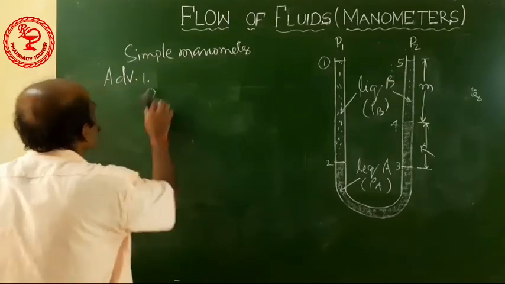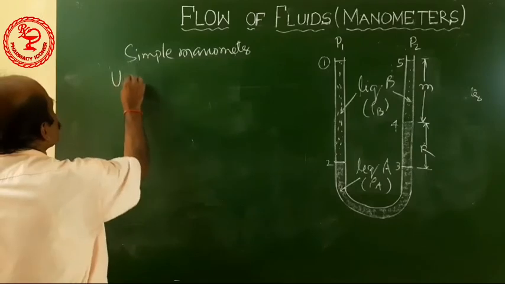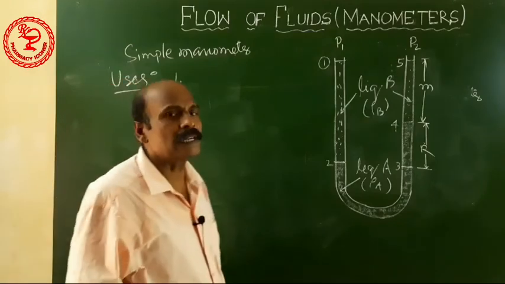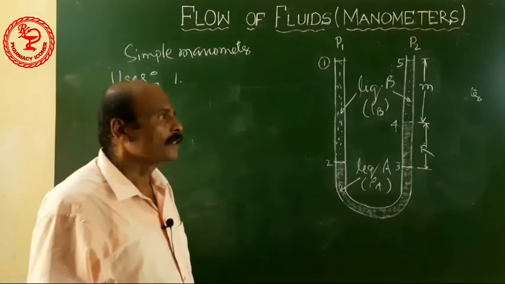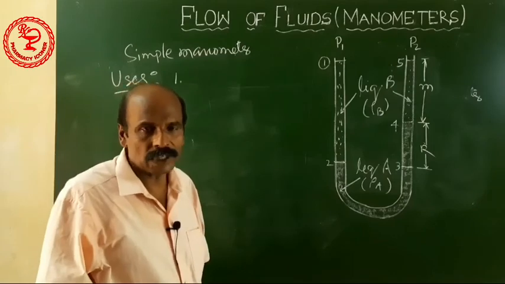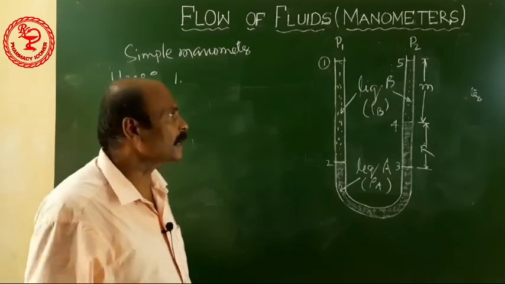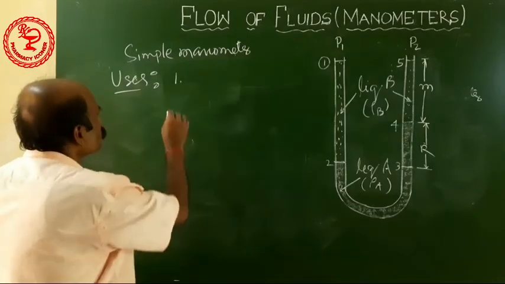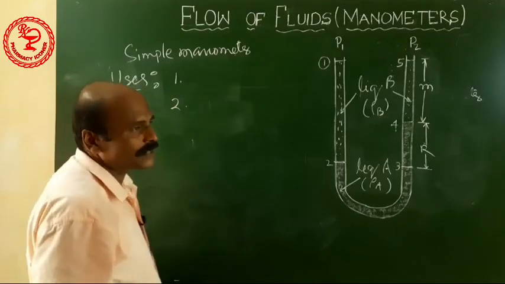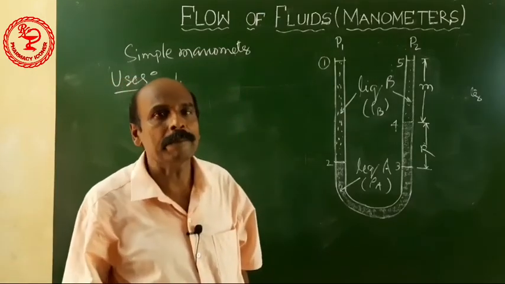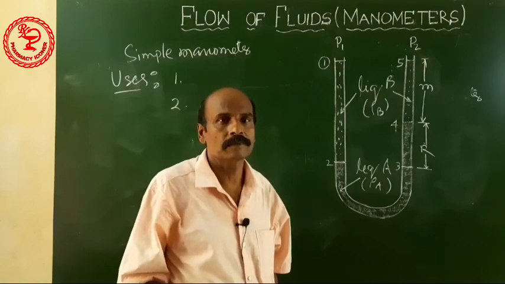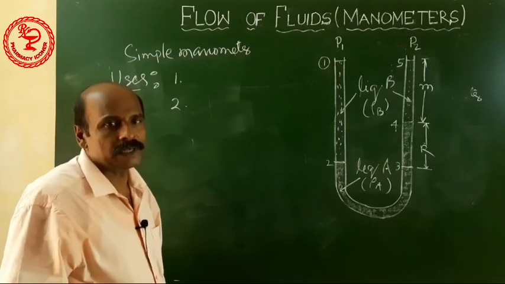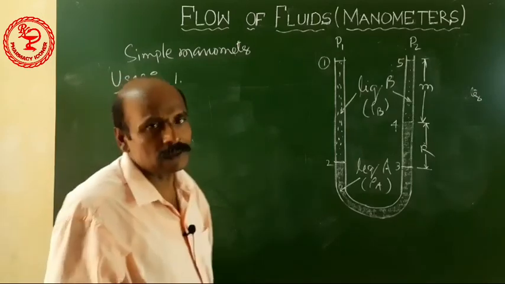Next are the uses. Number one, in the chemical industry, the amount of gas or liquid required for the reactor we can determine with the help of a manometer. Number two, in conjunction with flow meters like pitot tube, venturimeter, orifice meter, we use this manometer for measuring the pressure difference. This is all for this session.